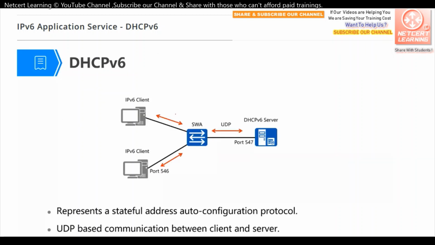Okay, first, let's look at this. From this, we can see DHCP version 6 is based on client and server. So we have a DHCP version 6 client and a DHCP version 6 server. The client and server use UDP ports to communicate. The client will use UDP port 546, and the server will use UDP port 547.